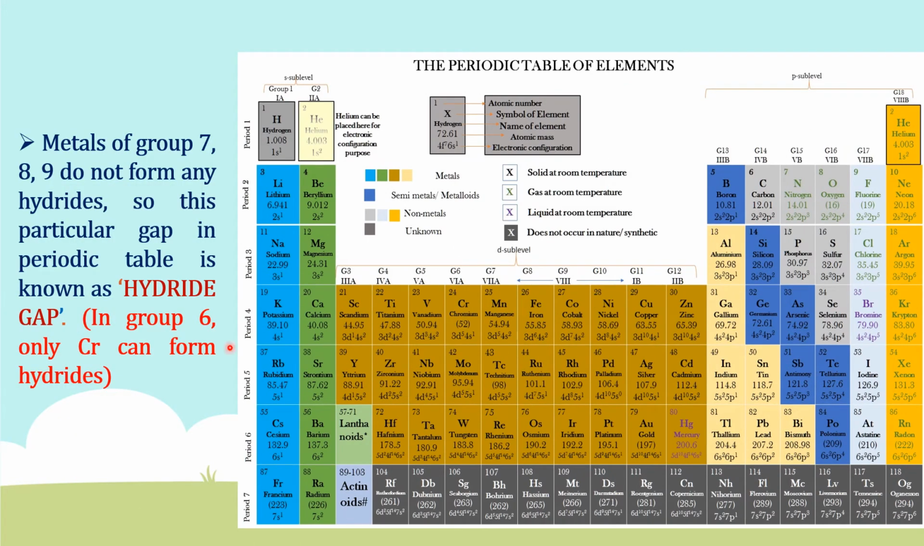So in the periodic table, when you look at group number 6, chromium is the only element that will be forming hydrides. Molybdenum, tungsten, they will not be forming hydrides. Okay, then we have manganese, technetium, rhenium, then next iron, ruthenium, osmium, cobalt, rhodium and iridium. These are the elements which do not form hydrides. So this is very important for you people to remember these.